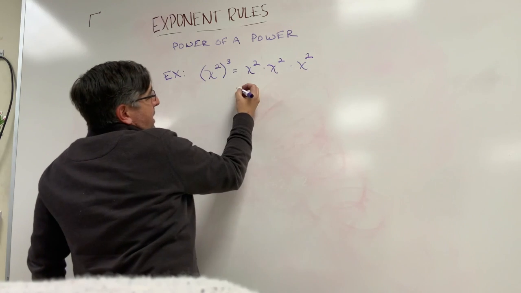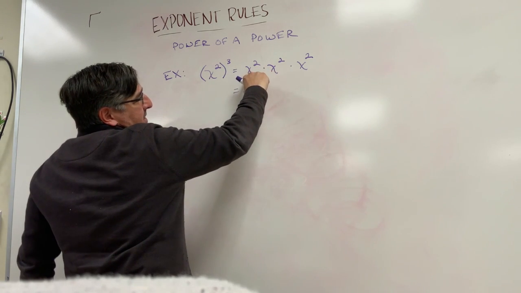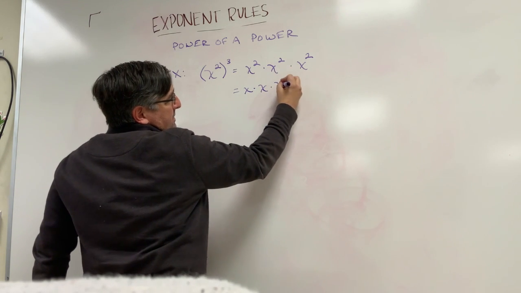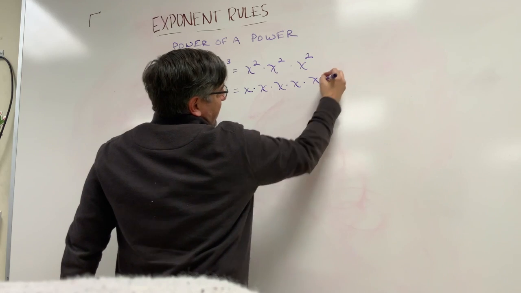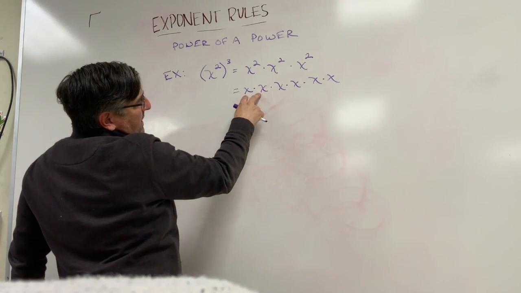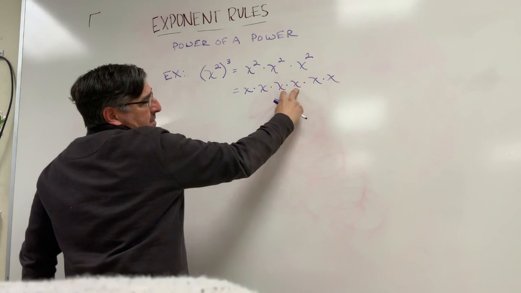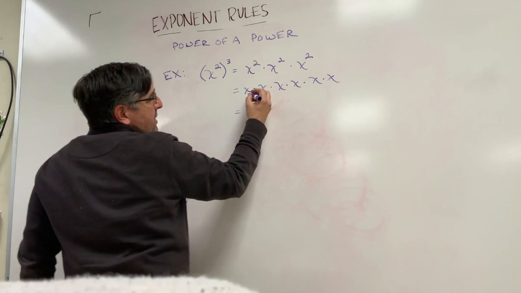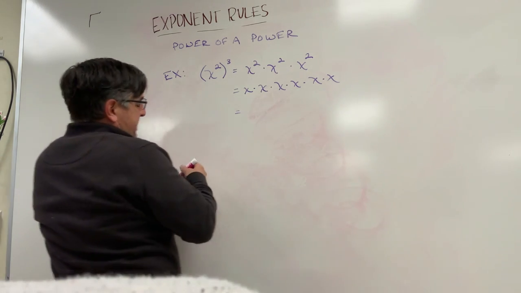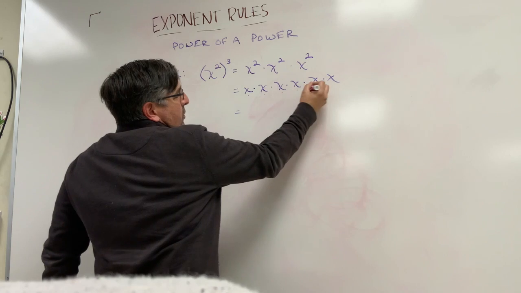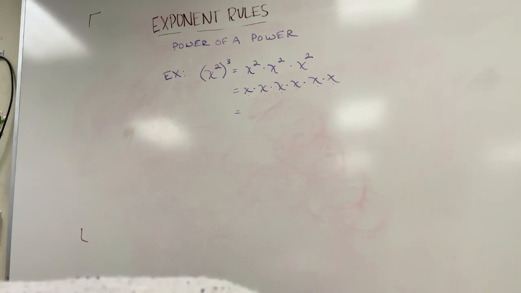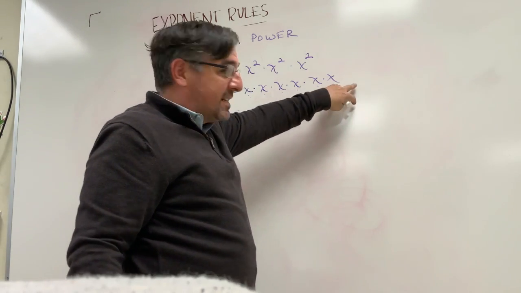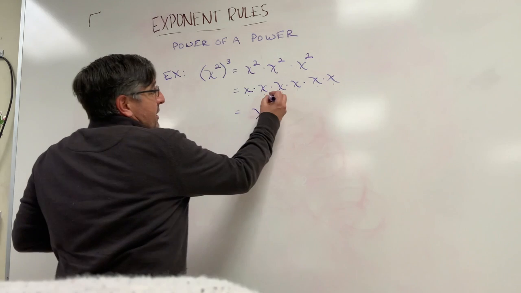And each one of these x squareds means that I'm multiplying itself by itself twice. So we have x times x times x times x times x times x. This x squared means x times x, and this x squared means x times x. Let's see how many x's that is now. 1, 2, 3, 4, 5, 6 x's. I'm sorry, x times x times x times x times x times x, 6 times, means x to the 6th power.